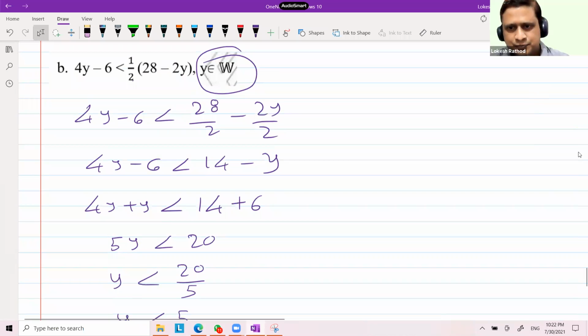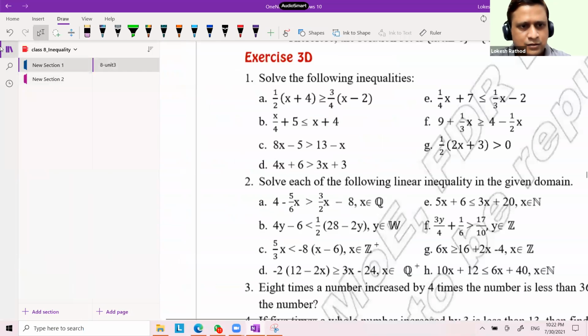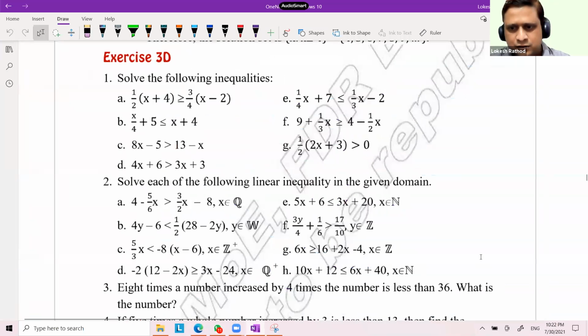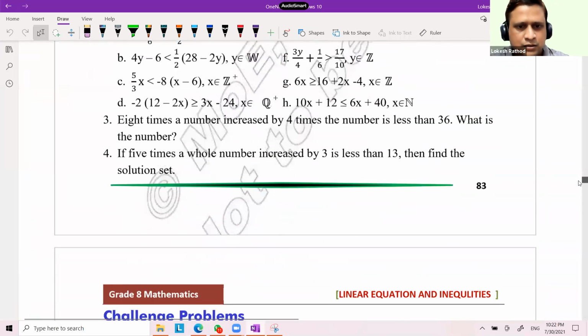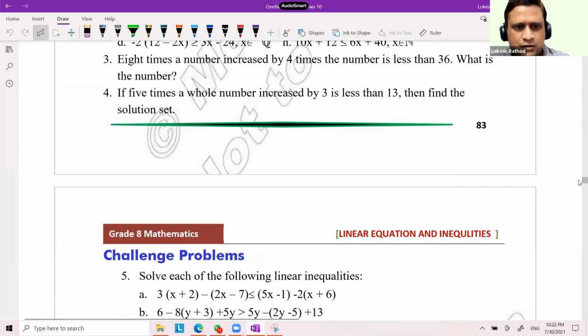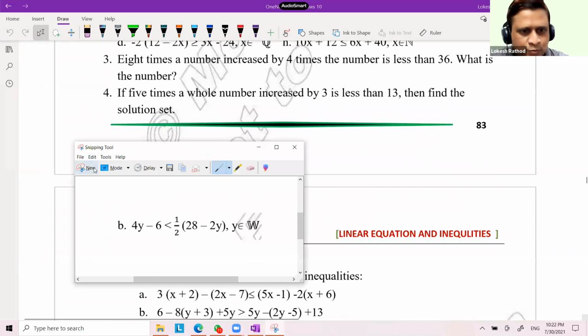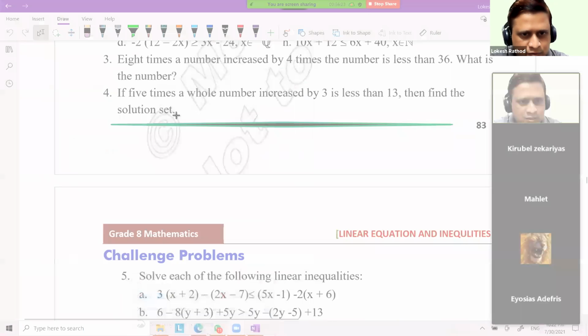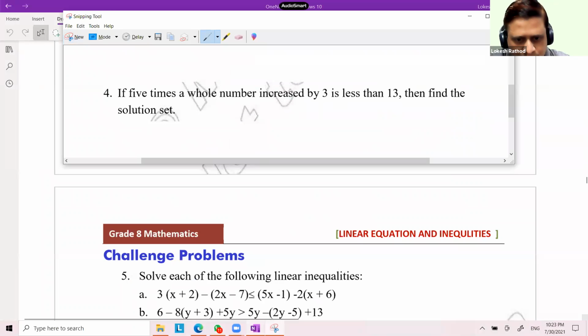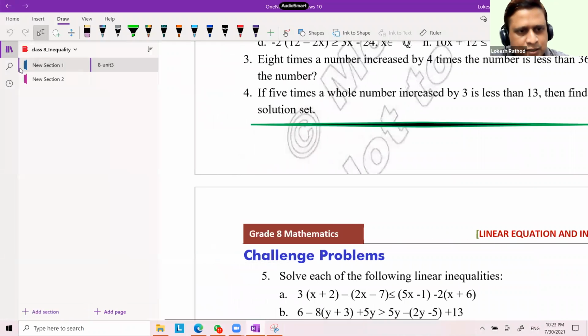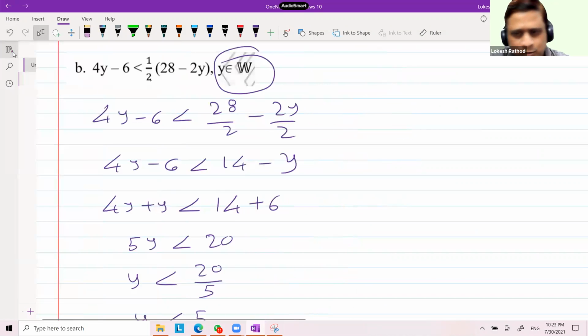So next, we can do a few word problems. So let's do one word problem in this. Let's go. Okay, so in inequality also we can have word problems.